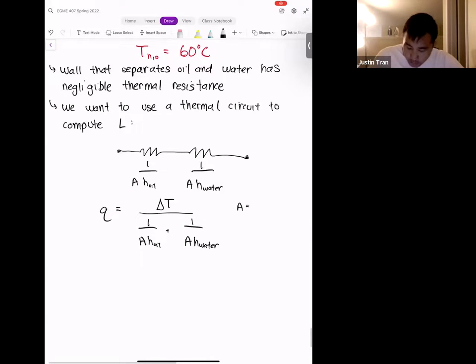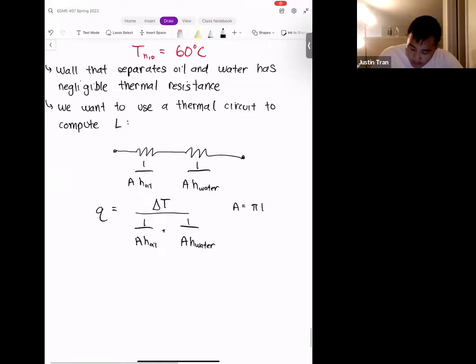Where the area here is the surface area of the surface that's connecting the two, right? Here we have a convenient case because we are assuming that the wall that separates the oil and the water has basically no thickness, so we can say there's no resistance, right? And so the A here is just going to be pi times the inner diameter times L, okay? Because that's the surface where they interact, okay?